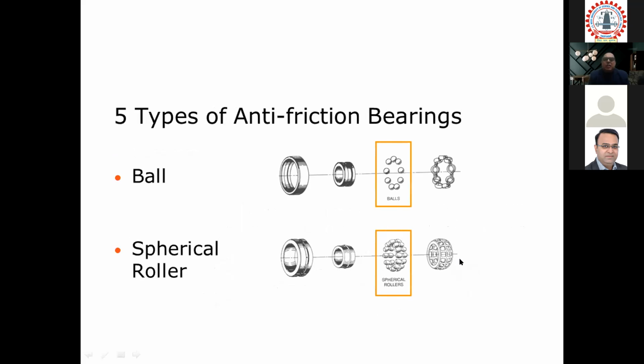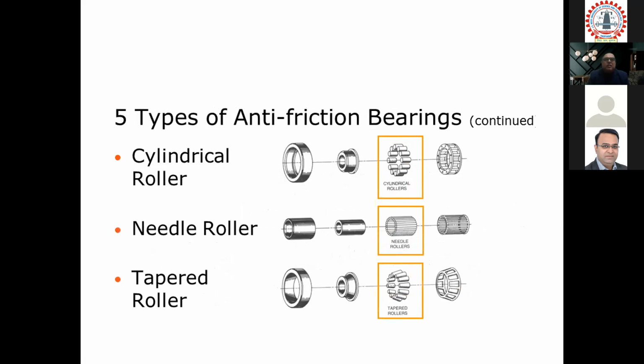There are broadly 5 types of anti-friction bearings: ball bearings, spherical roller bearings, cylindrical roller bearings, needle roller bearings, and tapered roller bearings. So we will look at each one of them in a little bit of detail.